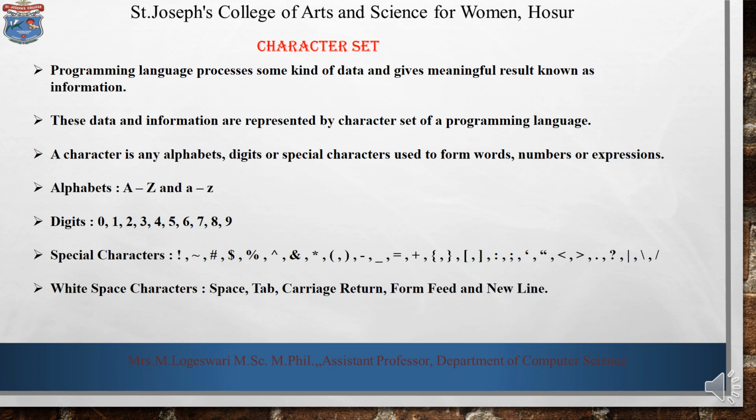First one, alphabets. The alphabet means A to Z. Digits are 0 to 9. Special characters are plus, minus, less than, greater than. These are the special characters. White space characters mean any space, tab and new line.